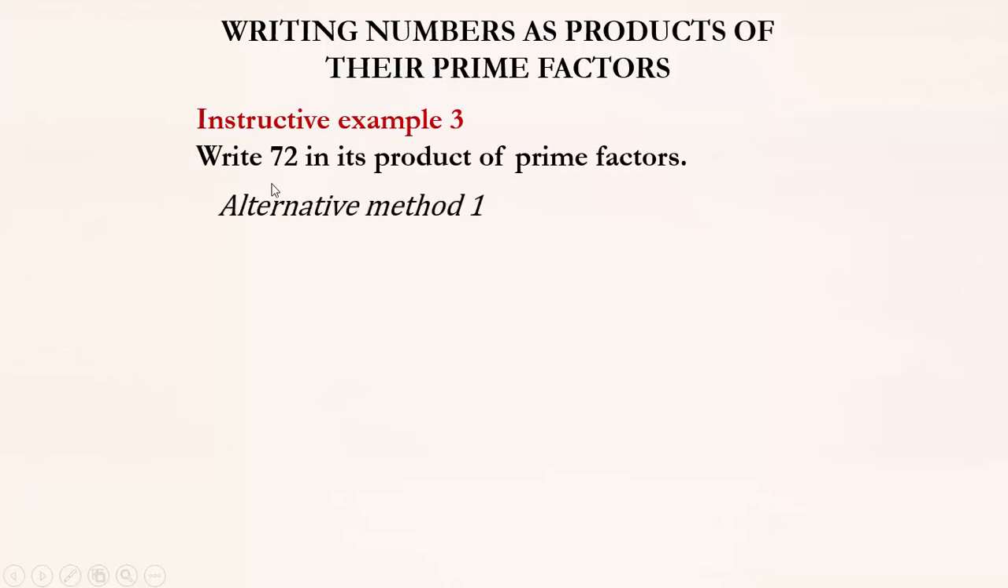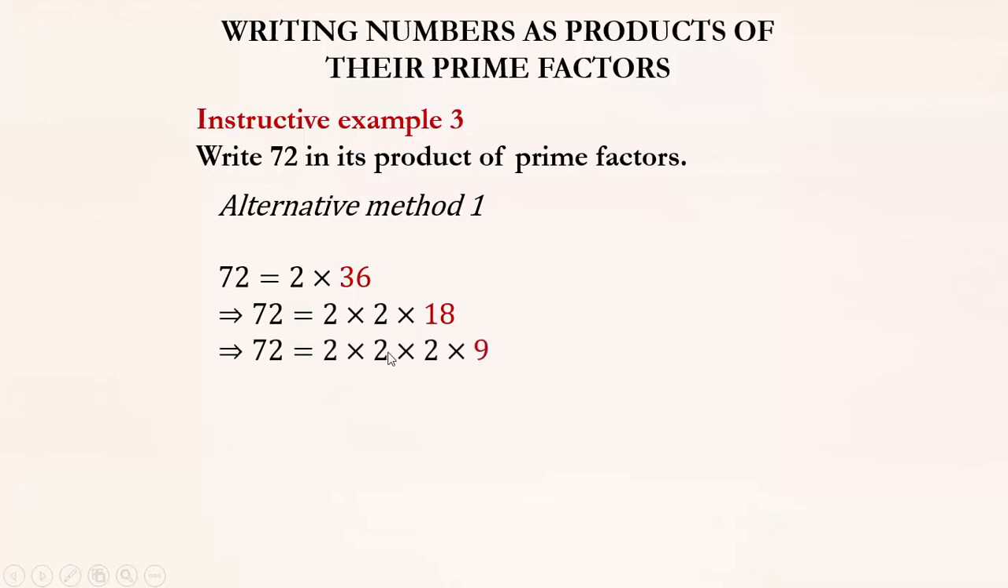Alternatively, using an alternative method, we can also express it straightforward. Again, 72 can be written as 2 times 36, but 36 is not a prime number, so we'll proceed further. That would mean 72 is equal to 2 times 2 times 18, where the 2 times 18 represents the 36, which we can go further by writing it as 2 times 2 times 2 times 9, where the 2 times 9 represents 18. And finally, 2 times 2 times 2 times 3 times 3, where the 3 times 3 represents 9. So we can say that 72 again can be written as 2 to the power 3 times 3 squared.